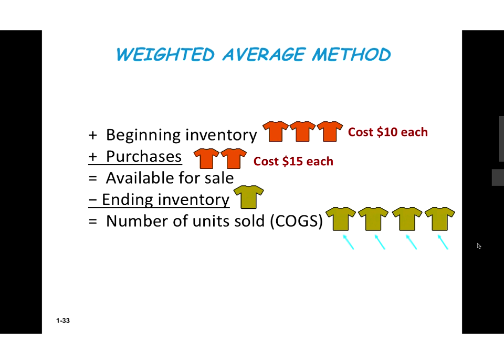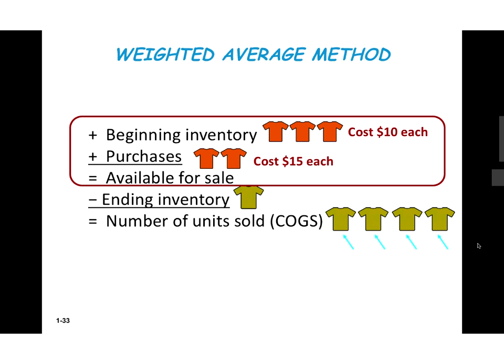Weighted average method. That's our first one. We can't just take 10 plus 15 because we have different numbers. We have 3 at 10 and 2 at 15. So we use something called the weighted average method. What we're doing is we're taking our total cost of goods available divided by how many T-shirts and coming up with a weighted average cost.